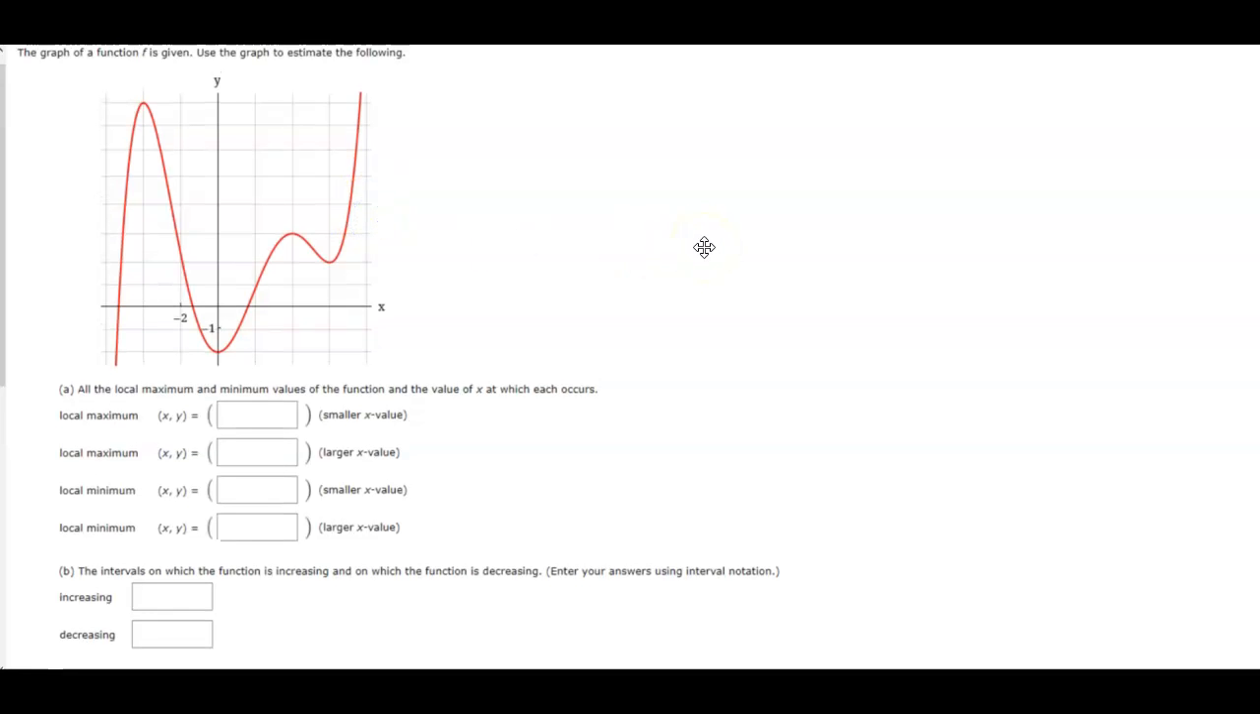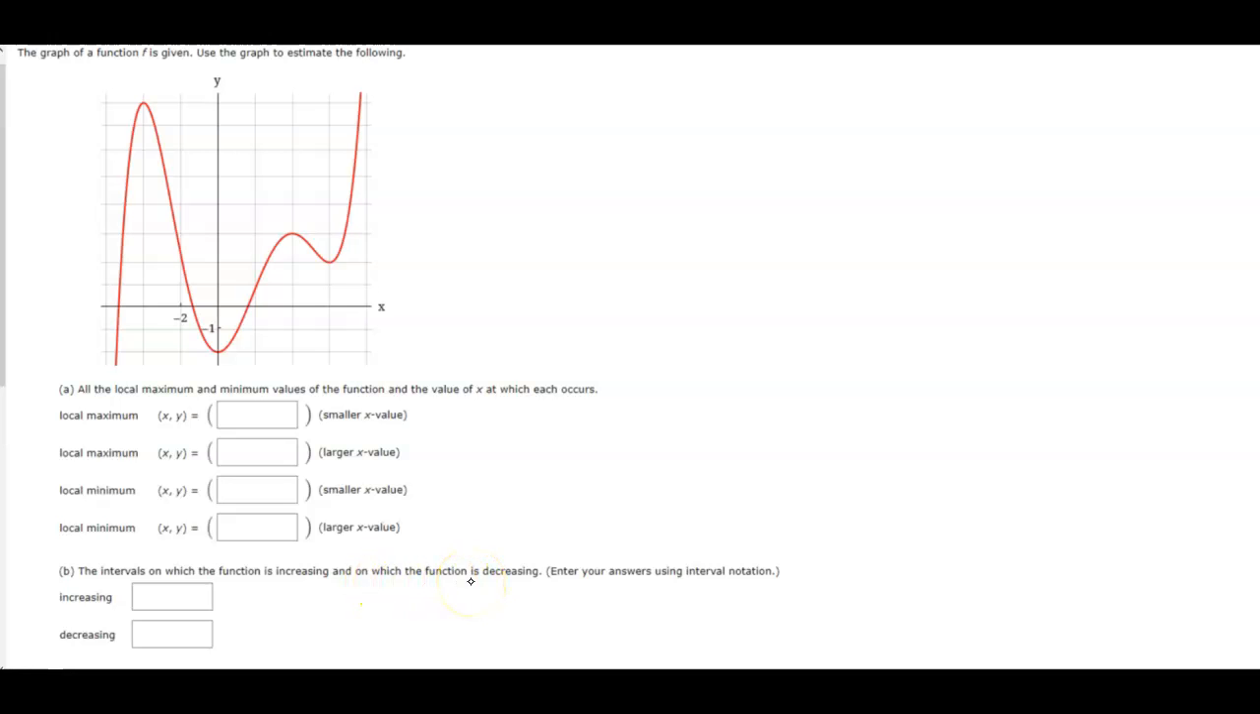The graph of a function f is given. We want to use the graph to estimate the following. For part A, we want to find all the local maximum and minimum values of the function and the value of x at which each occurs, and the intervals on which the function is increasing and on which the function is decreasing.